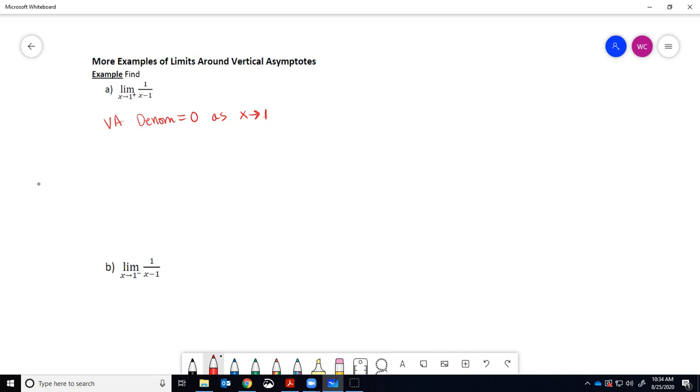Double check though that it's not a hole. Remember, a hole is when you can cancel or reduce your function. We're going to see some more examples of that in a minute. All right, so first of all, this is a vertical asymptote, so that's step number 1.